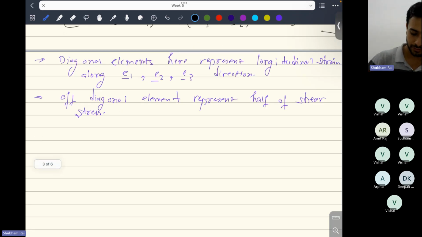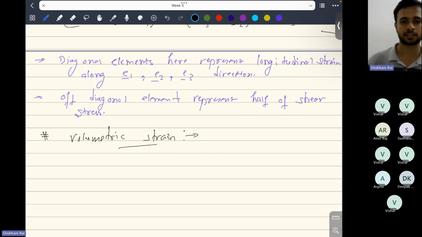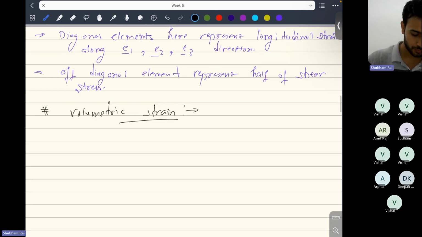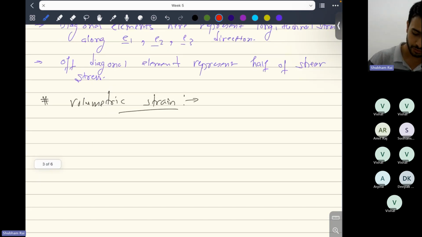Then you have volumetric strain that you would have studied in the classes, the lectures. So volumetric strain is denoted by epsilon V. You would have seen the derivation, I'm just writing the formula. It is the determinant of the deformation gradient tensor minus 1.